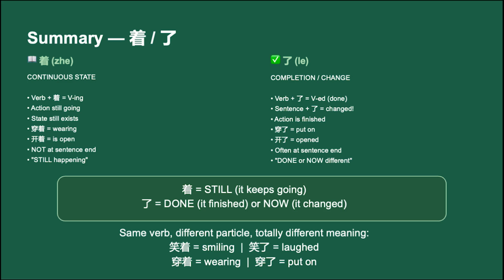All right, let's wrap everything up. Zhe, pronounced zhe, means still happening, continuing action, continuing state. Chuanzhe means wearing. Kaizhe means is open. Le, pronounced le, means completed or changed. Chuanle means put on. Kaile means opened. So here's the easiest memory trick. Zhe equals still, le equals done or now different.